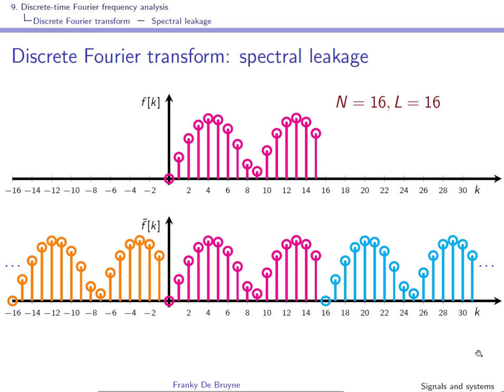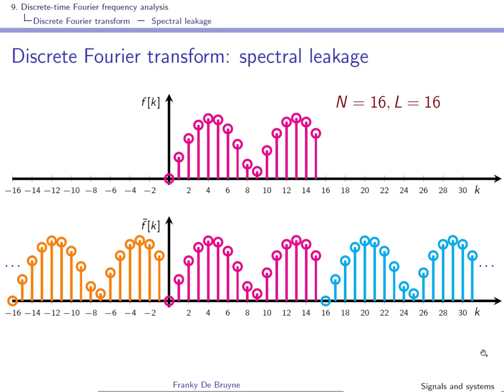In this case, the underlying continuous time periodic signal has not been sampled properly and there will be spectral leakage. Remember that there should be an integer number of times the sampling period in one period of the original periodic signal. This is not the case right here. As a result, the discrete Fourier transform of this signal will present spectral leakage, as the underlying periodic signal f tilde does not represent the continuous time periodic signal well.